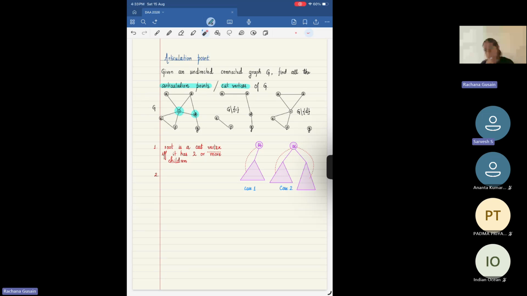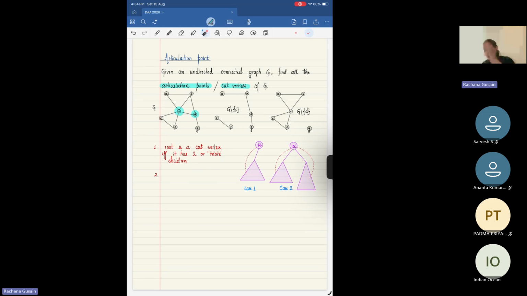So let's say I start my DFS from A. From A, I'll go to B. From B, I can go to D, D to G. I come back to D, come back to C. From C, I'll have to visit E or F. Yes, ma'am, C can never be a leaf node. Similarly, D can never be a leaf node, no matter where you start your DFS.